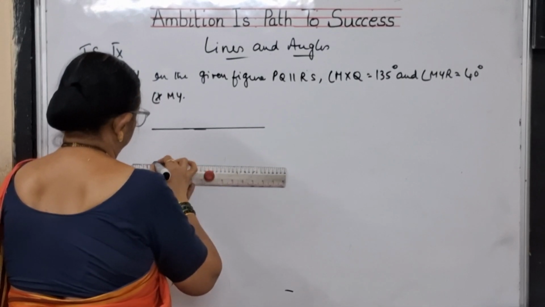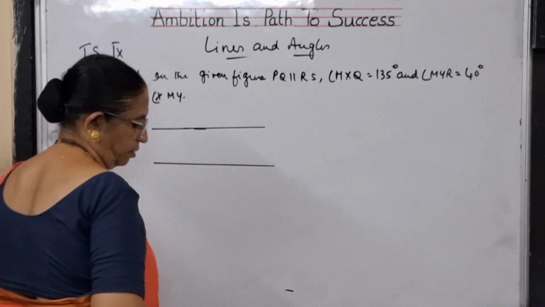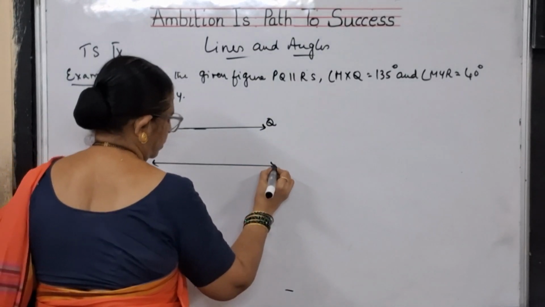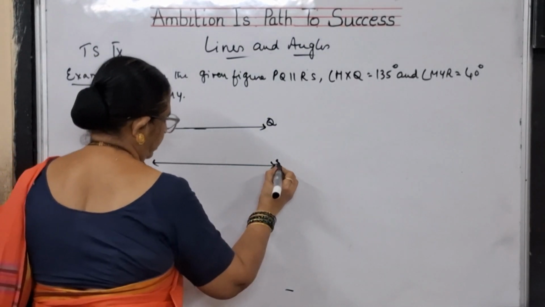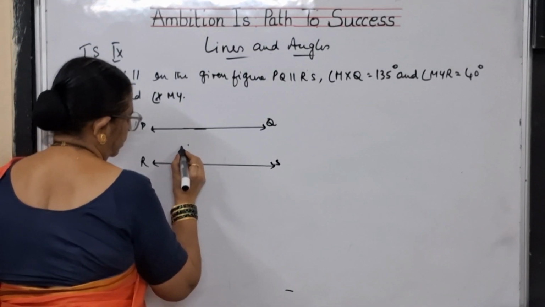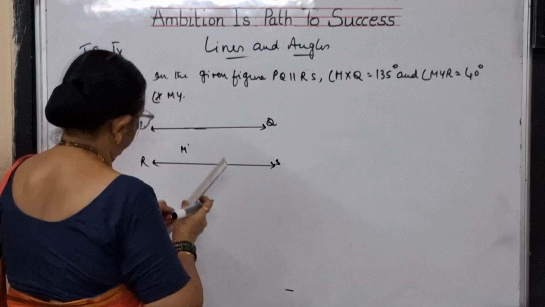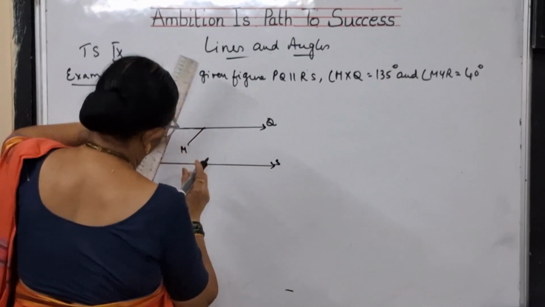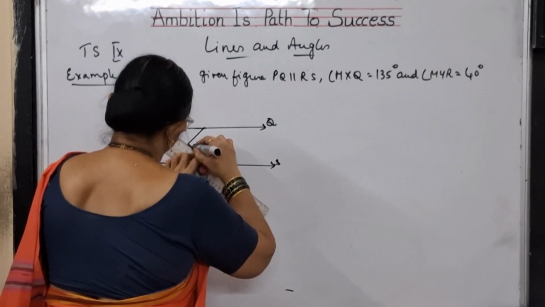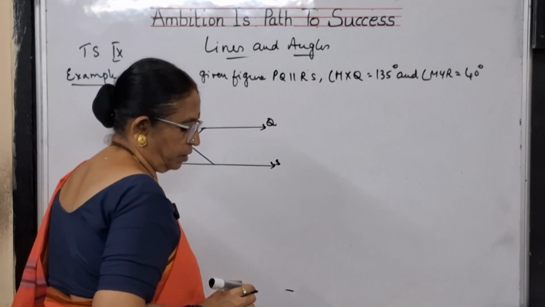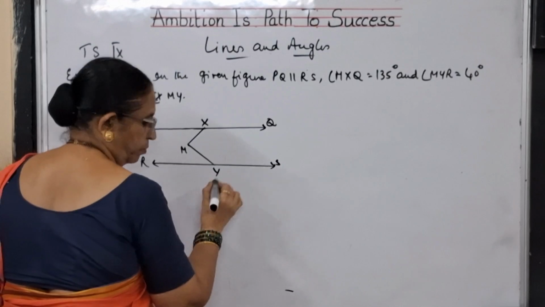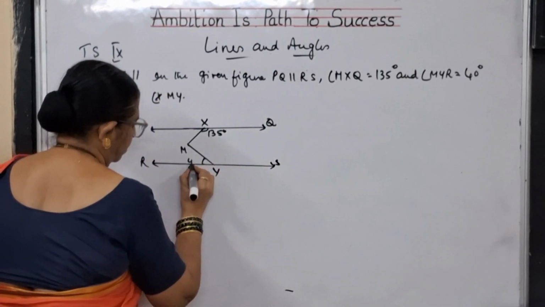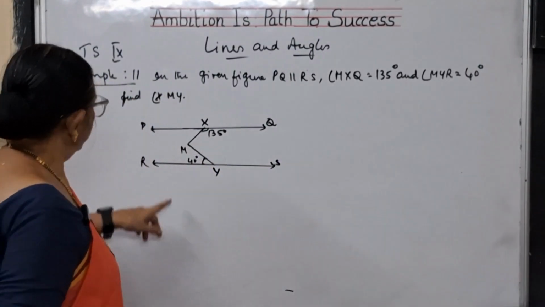and we have got two lines PQ and RS. These are the two lines which are parallel to each other. PQ is parallel to RS, and there is a point M here, and a line is drawn in this way. MX and MY. This angle is 135 degrees and this angle is 40 degrees. Now what is angle XMY?